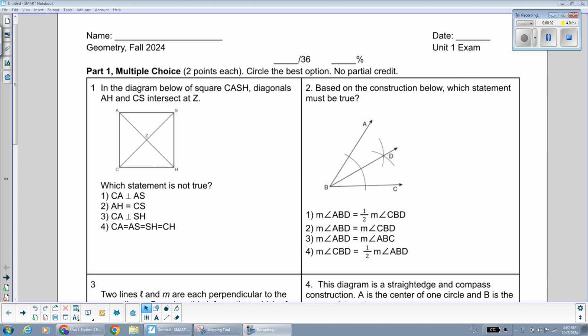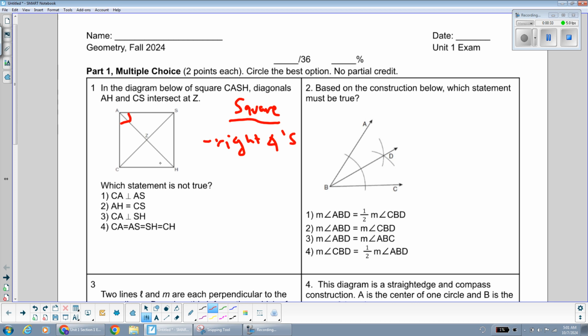Question number 1, we have a square. Answer choice number 1 says that CA is perpendicular to AS, which means where CA and AS intersect, they form a 90-degree angle. That is true when we have a square, because one of our properties of squares is that it has right angles in the corner angles.